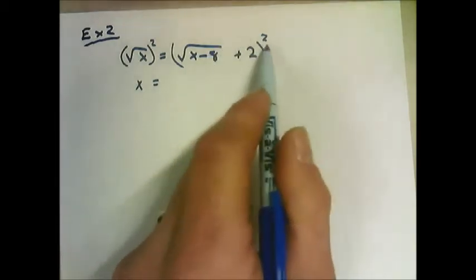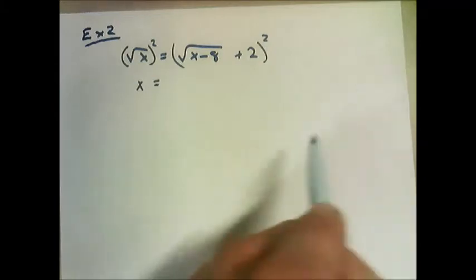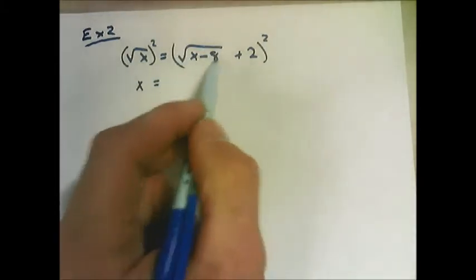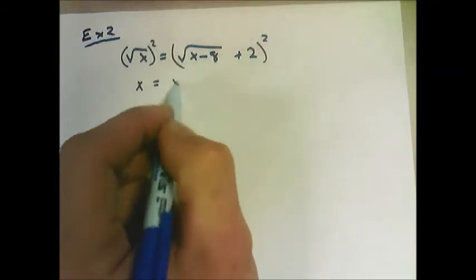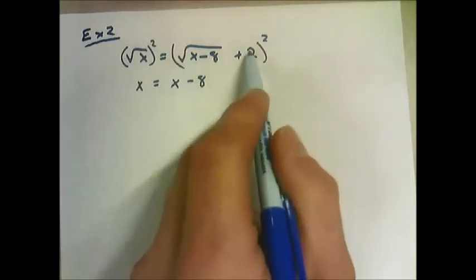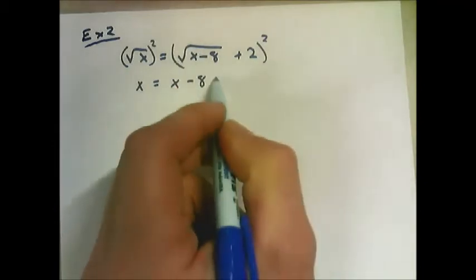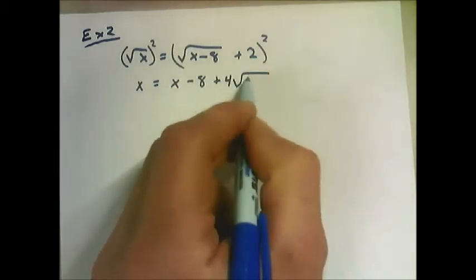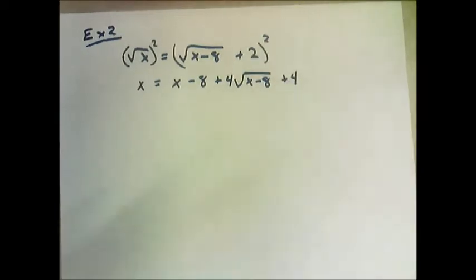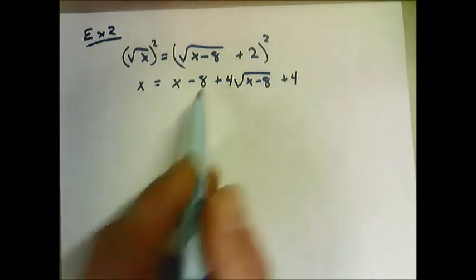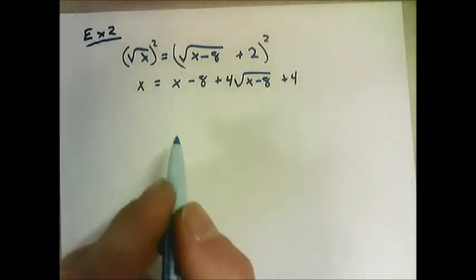again we have to square this out, so I can either rewrite this again, or I can remember the shortcut. Remember the shortcut is to square the first one, so x minus 8 square root squared is x minus 8. I can take 2 times this quantity and double it, so plus 4 square roots of x minus 8, and then square the last term, so plus 4. Now I can go ahead and solve for that radical and get the radical by itself.